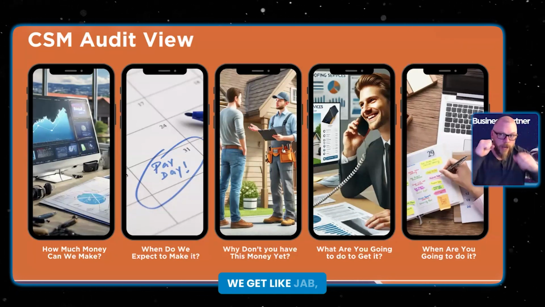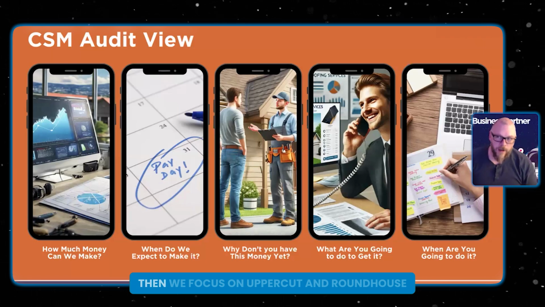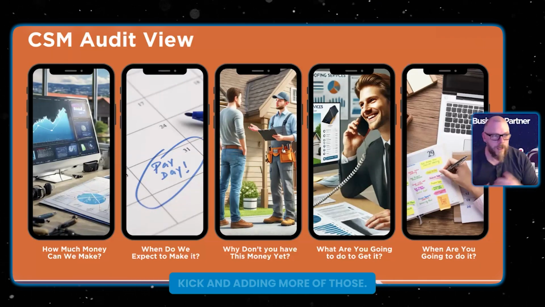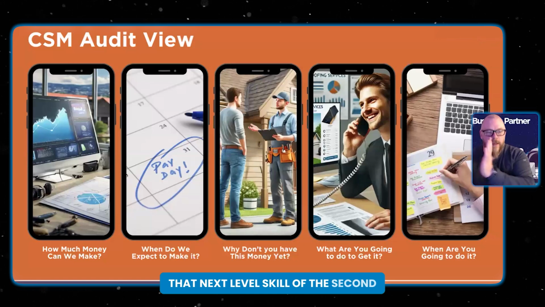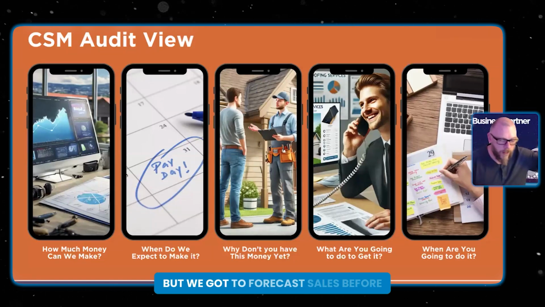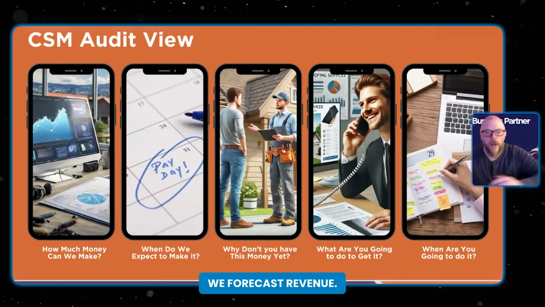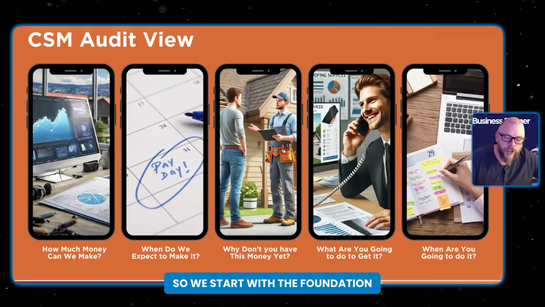And then as we get jab, jab, right hook kind of down, then we focus on uppercut and roundhouse kick, adding more of that next-level skill of the second time that we use close date. But we've got to forecast sales before we forecast revenue. So we start with the foundation of that.